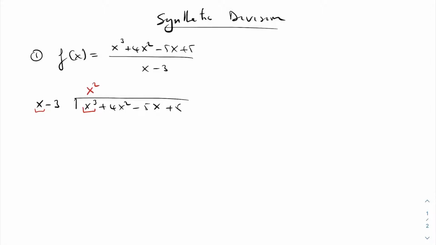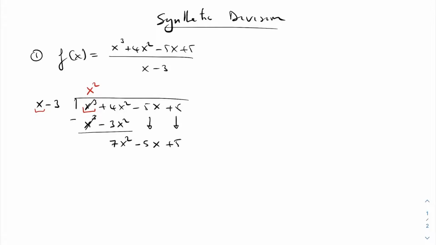And then I'm going to multiply that by the divisor. And so I'm going to have x squared times x equals x cubed. Then x squared times negative 3 equals negative 3x squared. And so with that, I can go ahead and subtract these two. The leading terms here are going to cancel. And so what you're going to have here is 4x squared minus 3x squared, which is going to give us 7x squared. And then you can bring down the other terms here because there's nothing to subtract them with. So you're going to have 5x here and 5.